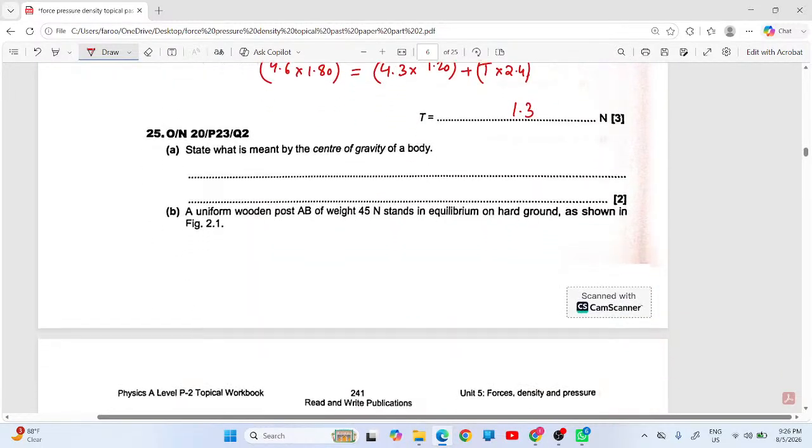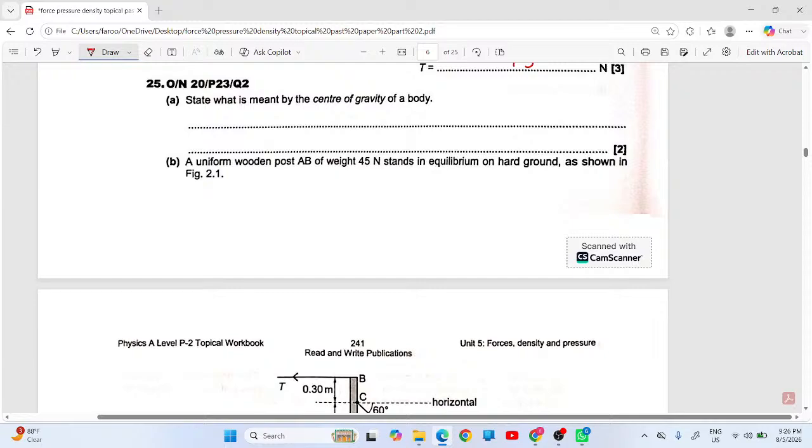Next is, state what is meant by the center of gravity of a body. Center of gravity is a point, the point where all the weight of the body appears to act. The point where all the weight of the body appears to act. Okay?